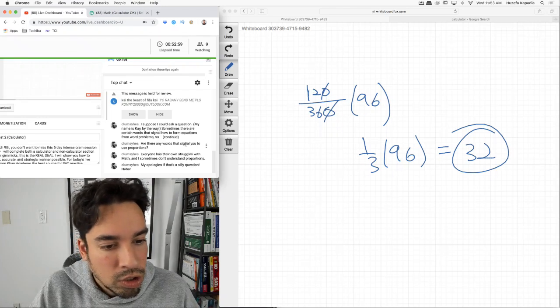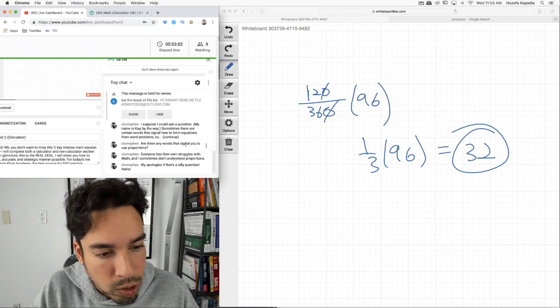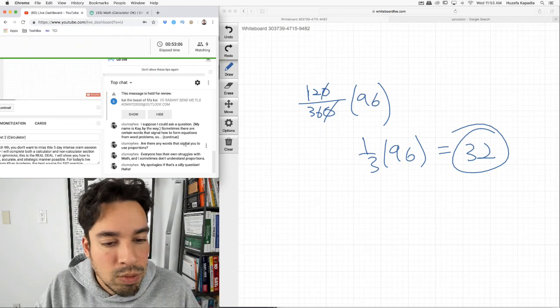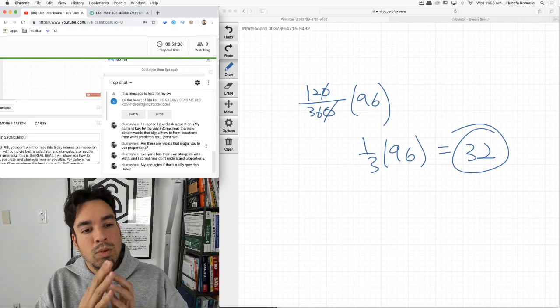All right, sometimes there are certain words that signal how to form equations from words. So are there any words that signal you to use proportions?